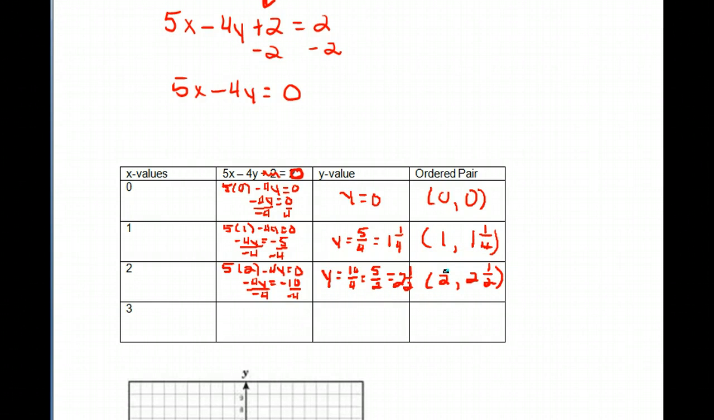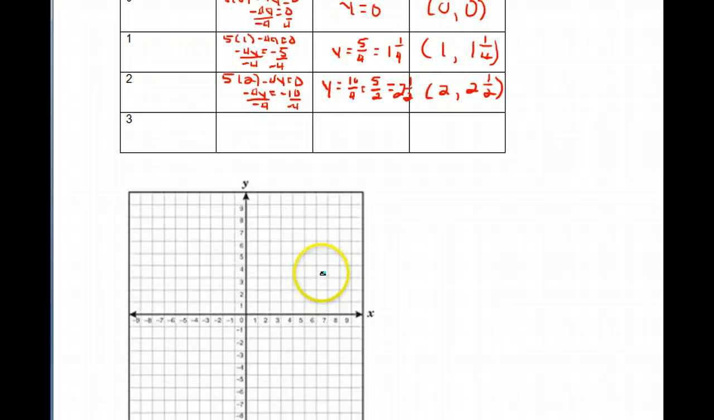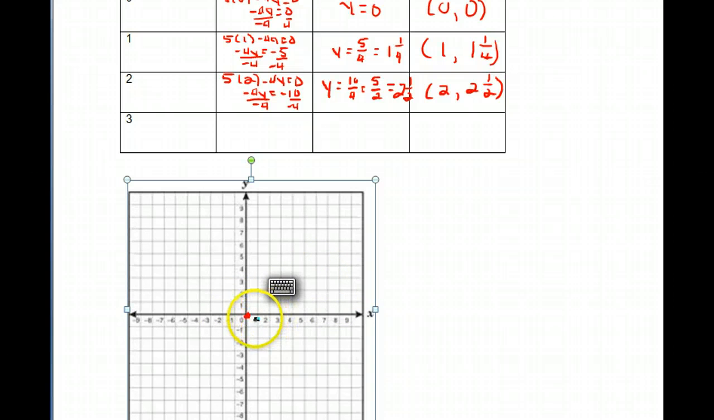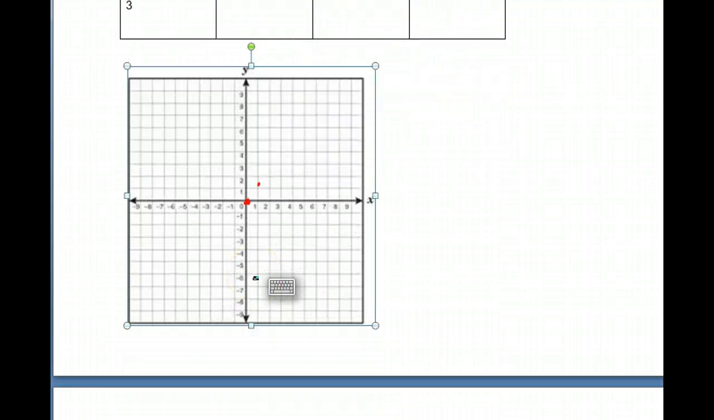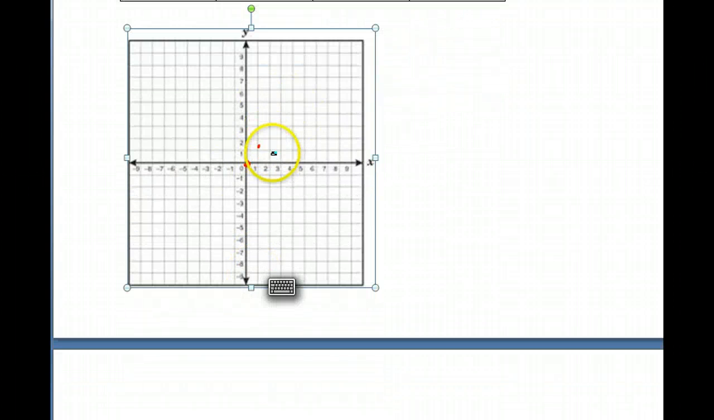We can continue on and plug in our 3, but all we need there is just 3 points. So we can go ahead and graph this now. We have 0, 0. We have 1, 1 1/4. And we have 2, 2 and a half, right there. Graph your line by going through the points with your arrowheads.